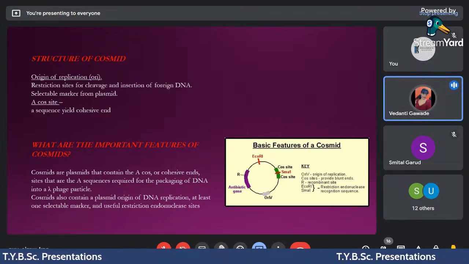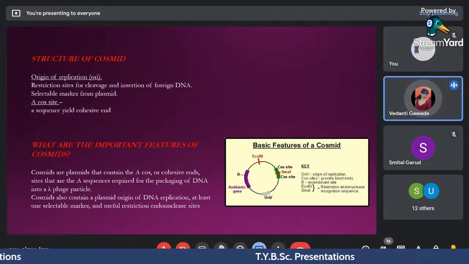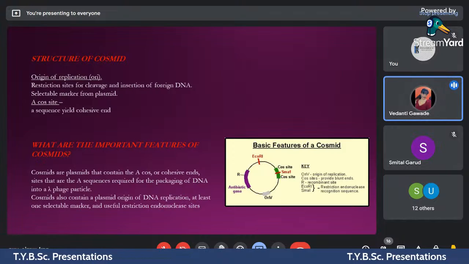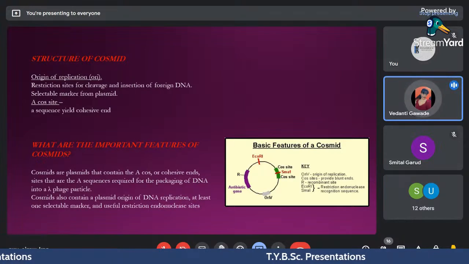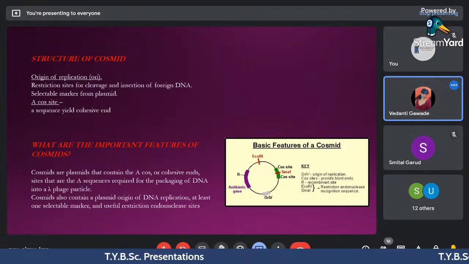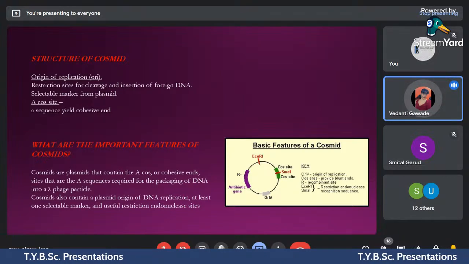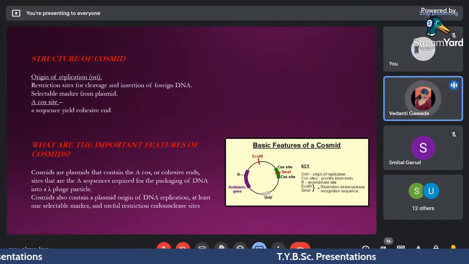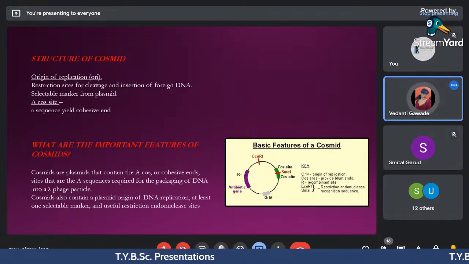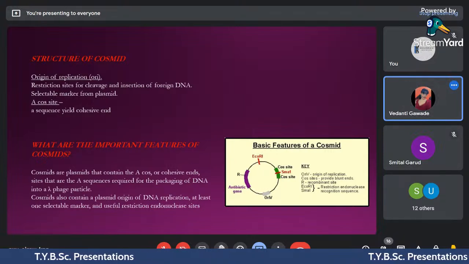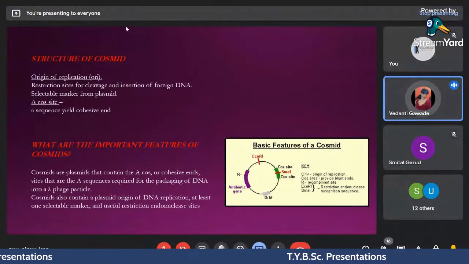So, what are the important features of cosmids? Cosmids are plasmids that contain a cos or cohesive end, a sequence required for the packaging of DNA into lambda phage particles. Cosmids also contain a plasmid origin of DNA replication, at least one selectable marker, and useful restriction endonuclease sites. Next, here is a diagram where we can see.